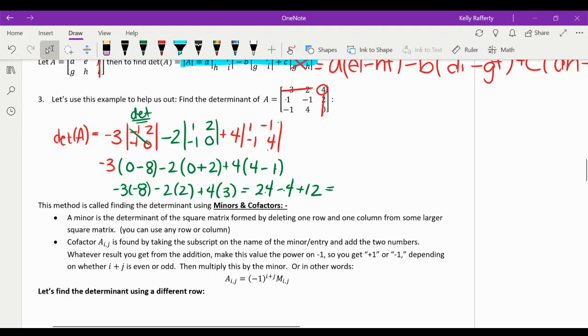32. I want to check with my answer key here as we go, see if I didn't do anything silly. And I think we look good. So that would be finding the determinant. That's the determinant of this matrix A.